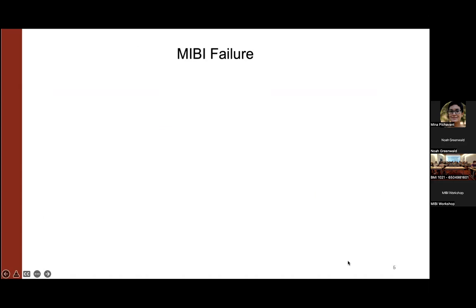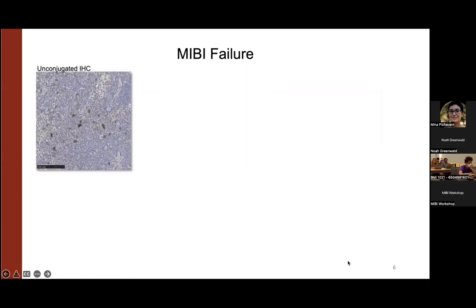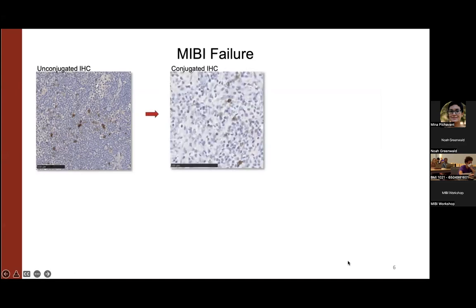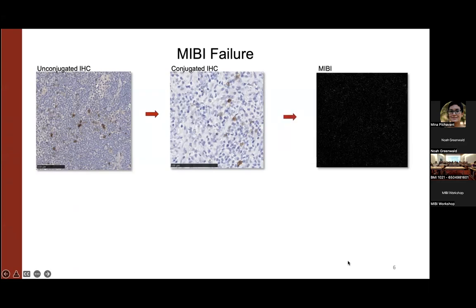This is probably the most common issue, or the most important issue: your initial antibody was working and for whatever reason is now not working on MIBI. This is the process. You have an unconjugated IHC that looked like it was working, and then after conjugation, you're still getting the antibody working. Then for whatever reason on MIBI, there's just nothing, there's no signal. And that's always a fun time for us.